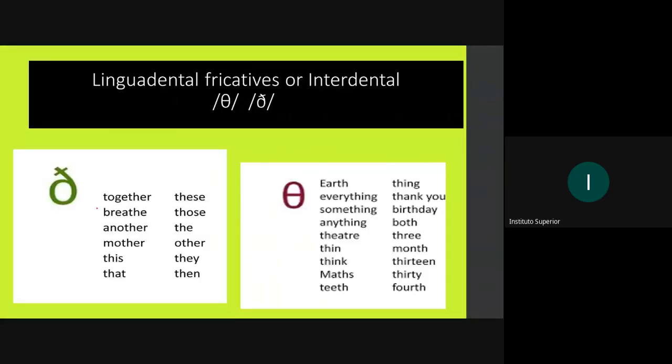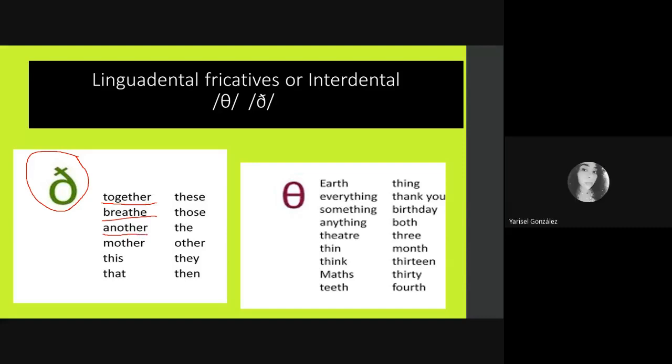Here we have other examples. Here you can read this one. Remember, it is voiced, it vibrates. And together. Okay. Another? Breathe. Or breathe. No, breathe. Okay.